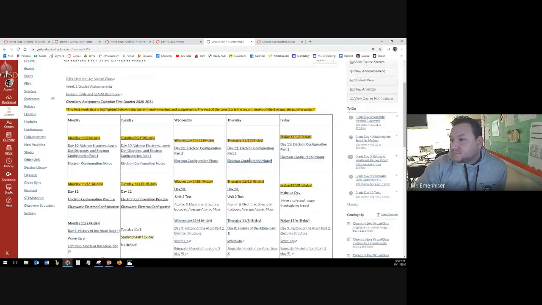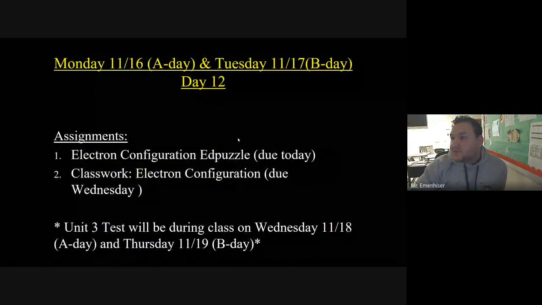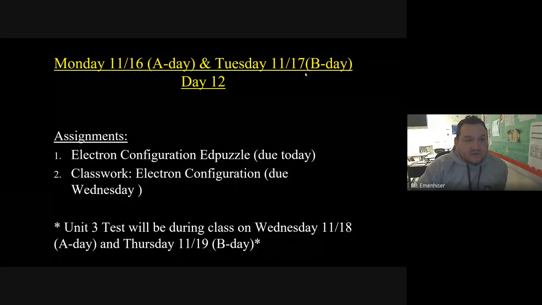Let's go back to our notes. All right, so today is day 12, Monday the 16th or Tuesday the 17th, whether you're A day or B day. I need you guys to do the electron configuration Ed Puzzle, which is due today by the end of the day, so midnight. And then the classwork is going to be due Wednesday by midnight. And then again, we'll be having a Unit 3 test on Wednesday. All right, so the goal here is for you guys to really get a grip on electron configuration and writing electron configurations and understanding all the details.